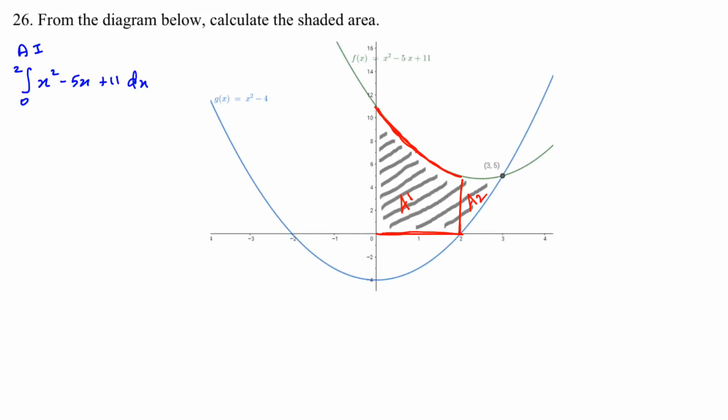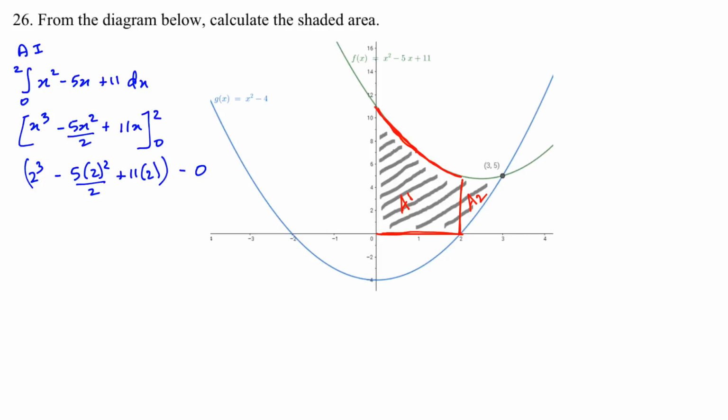So let's integrate that first. You will get x cubed minus 5x square over 2 plus 11x with the limits 2 and 0. One time in place of x, we'll replace with 2. And then with 0. When you replace with 0, it's going to be 0. This will give us 44 over 3. For now, we will leave this answer.